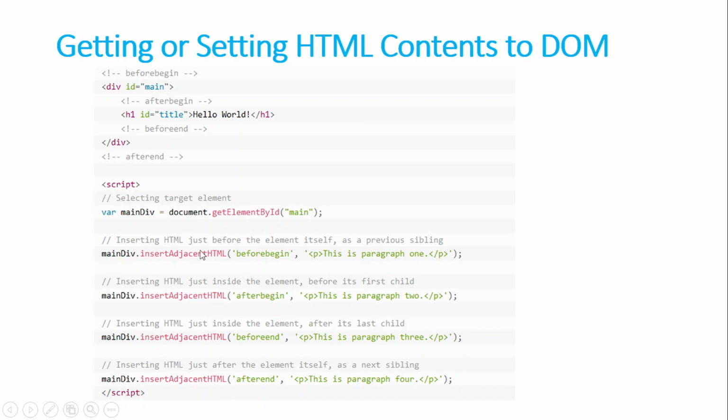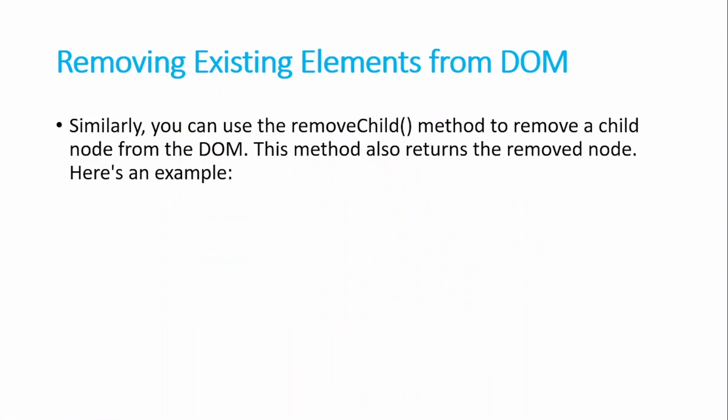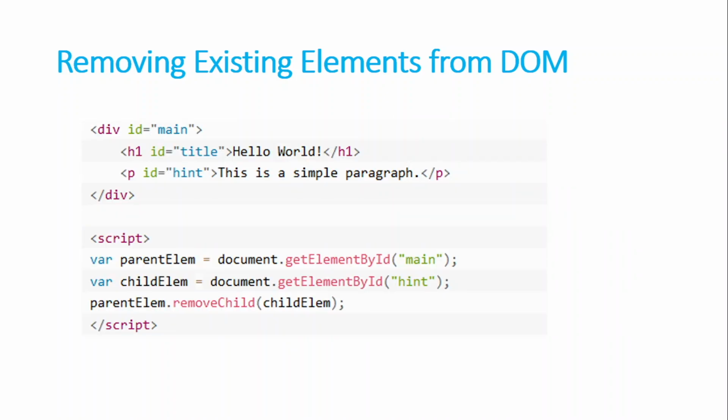But it is the one method that applies to all four positions where we want to add the element. So this is basically the case with insertAdjacentHTML. Similarly, you can use the removeChild method to remove a child node from the DOM. This method also returns the removed node. Here's an example. You can remove any HTML node if you want.